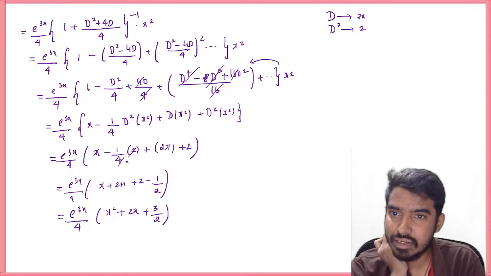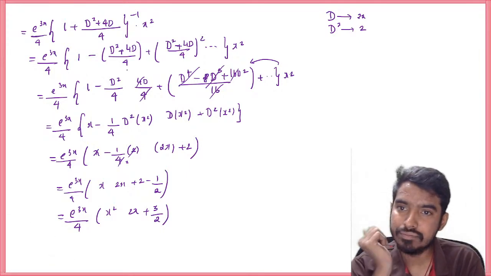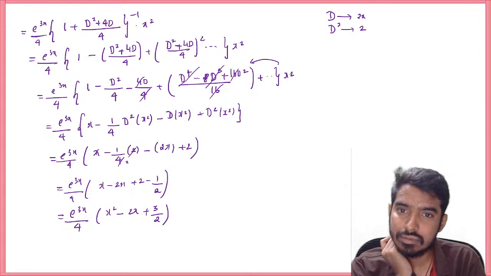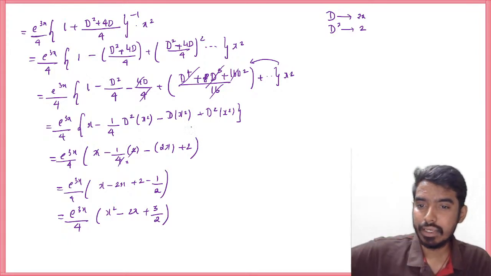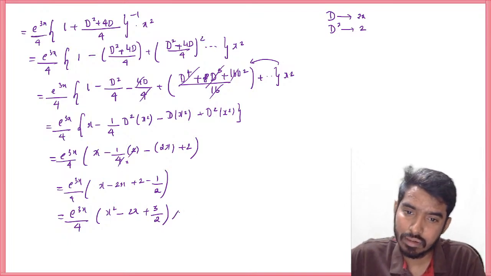This is plus, right? D square plus 4D. This will be minus. So x square minus 2x plus 3 by 2 is your required particular integral, right?